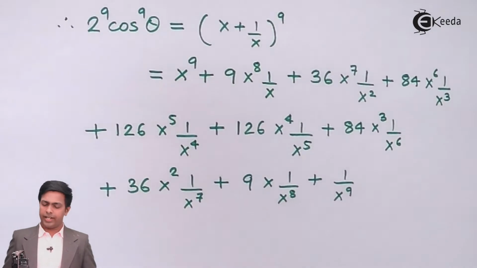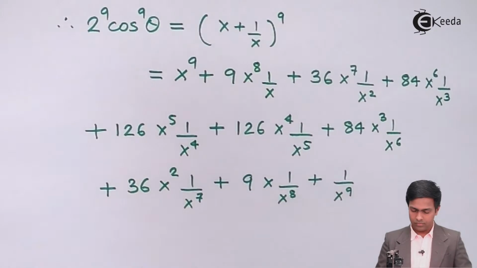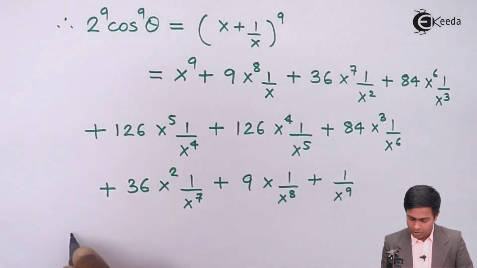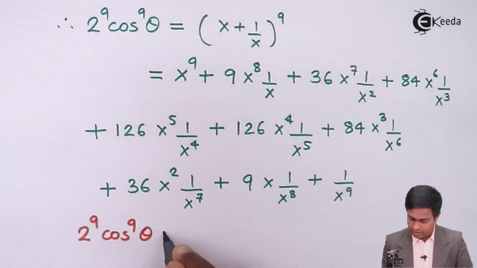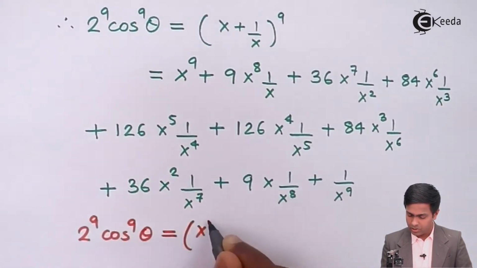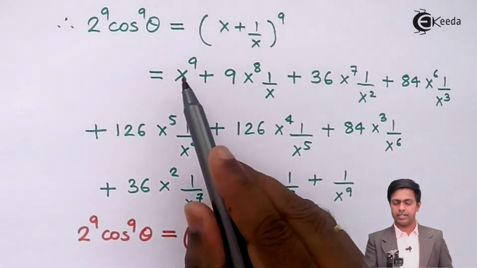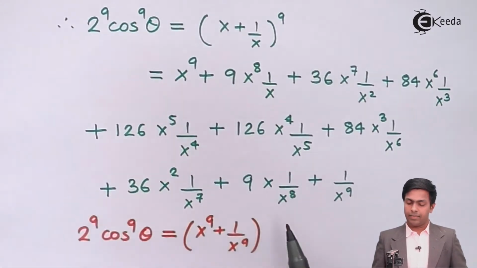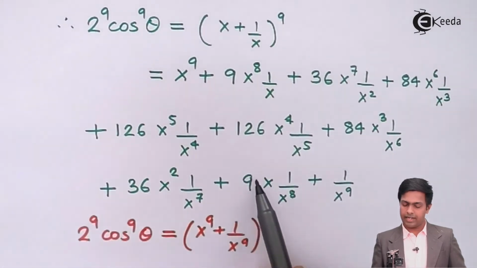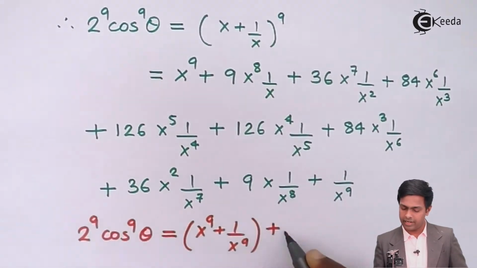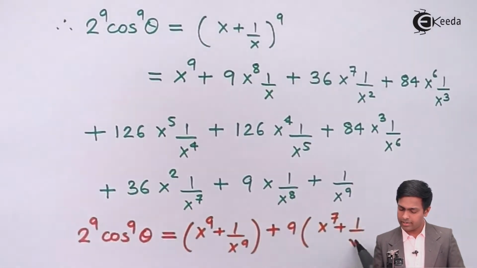Now guys, we'll take similar power terms together. So here it is equal to, 2 raised to 9 cos raised to 9 theta equal to x raised to 9 plus 1 upon x raised to 9. You can observe that these are the power 9 terms. Then this will become 9x raised to 7, and this is 9 upon x raised to 7. So I can take 9 common and we'll get x raised to 7 plus 1 upon x raised to 7.